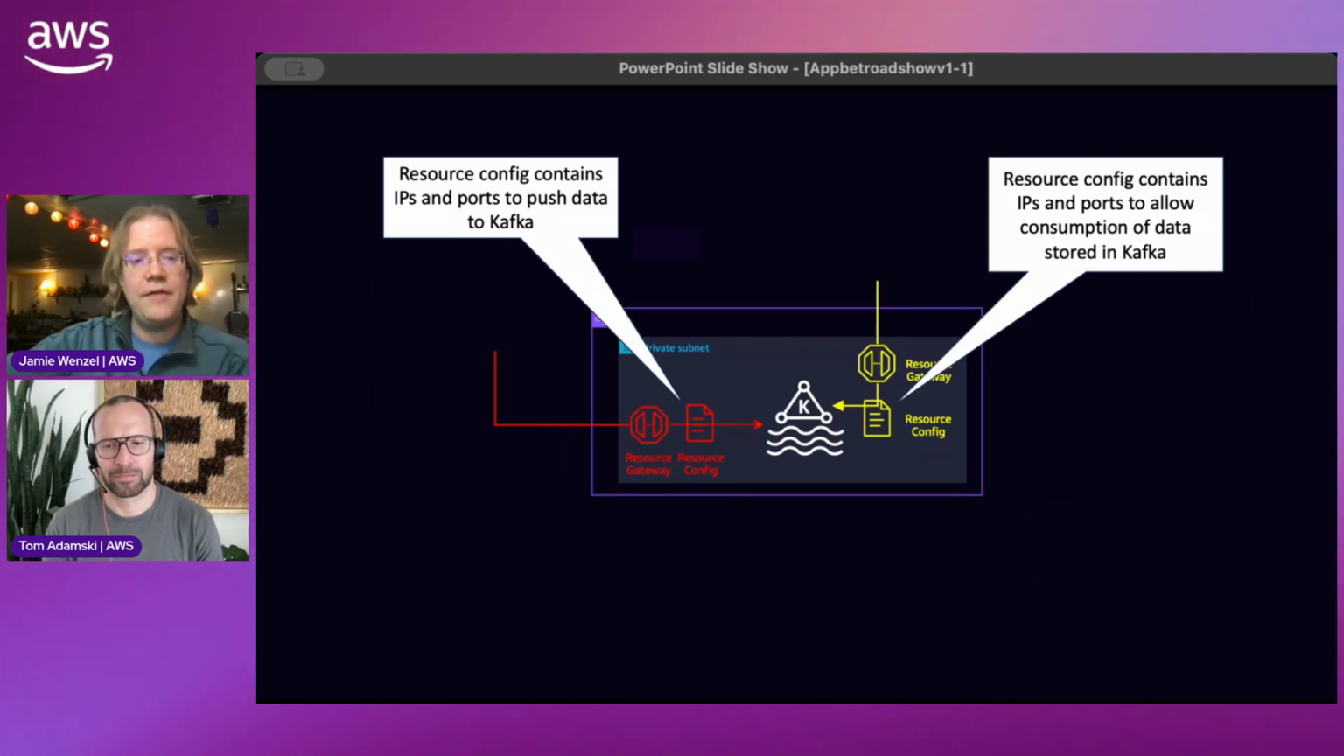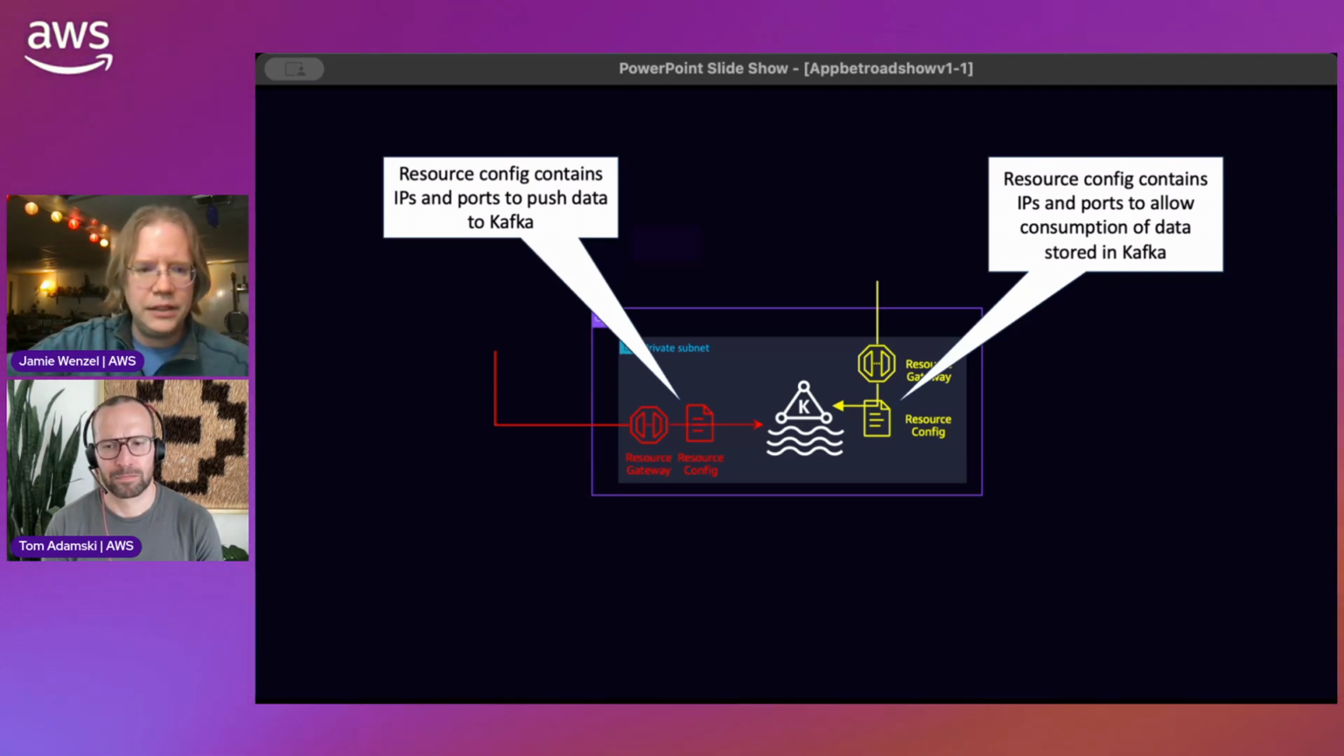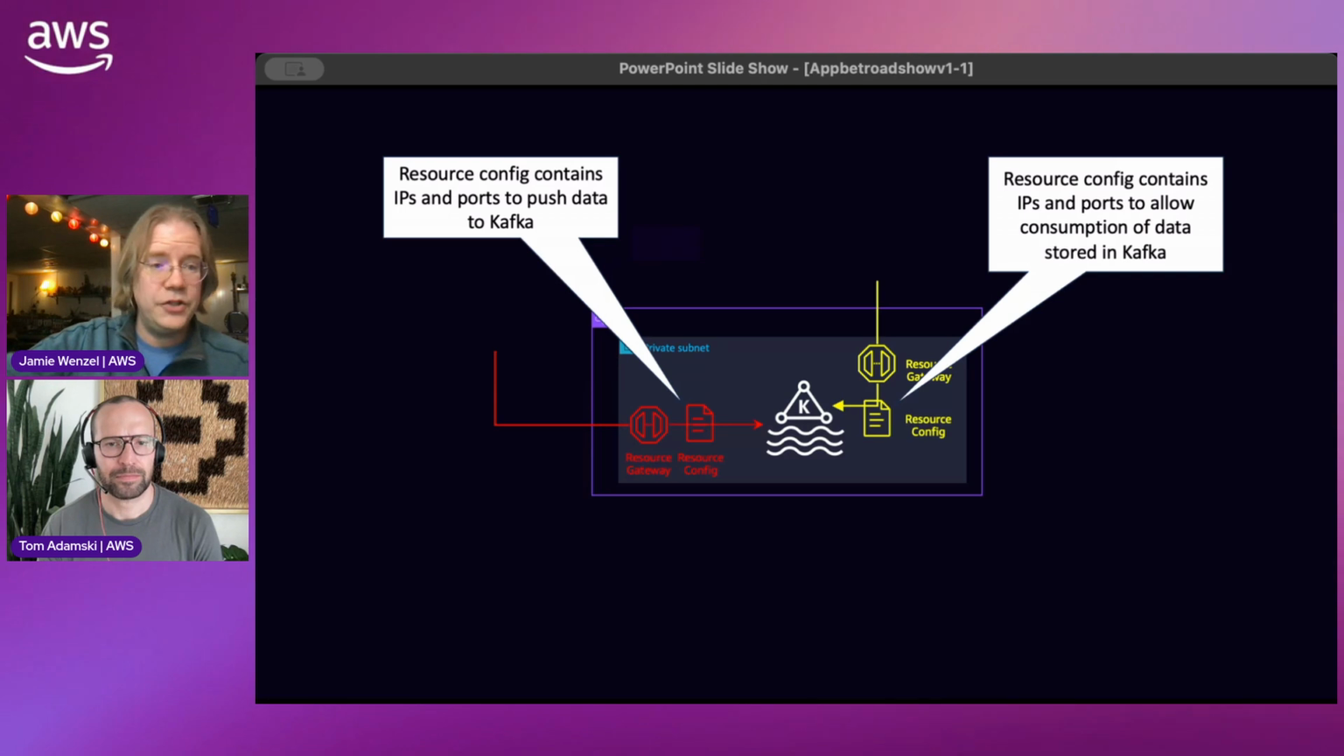Now, yes, we do have MSK, the managed Kafka service in AWS. We are very aware that managed Kafka is a little more difficult with resource gateways and with Lattice, because of the DNS names it creates. Once the Kafka cluster expands, more DNS names are created, and you have to catch that they've been created and manually enter them into your resource config.